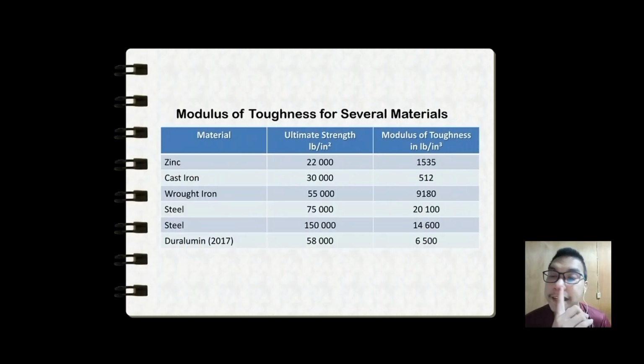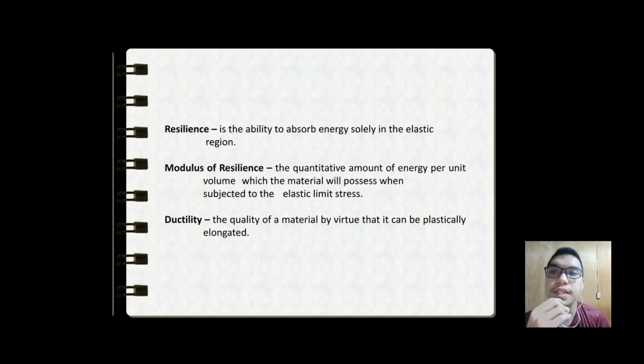So here on the next slide are some of the materials with their ultimate strength and the modulus of toughness. You can pause the video to observe or analyze it. So next is the resilience. It is the ability to absorb energy solely in the elastic region. Modulus of resilience is the quantitative amount of energy per unit volume which the material will possess when subjected to the elastic limit stress. Ductility is the quality of a material by virtue of which it can be plastically elongated.